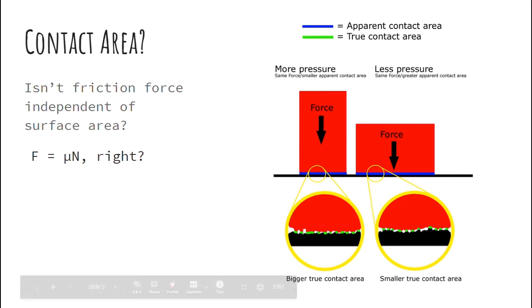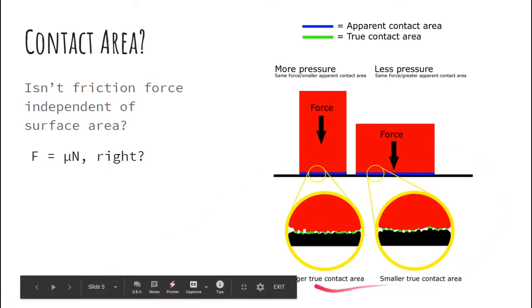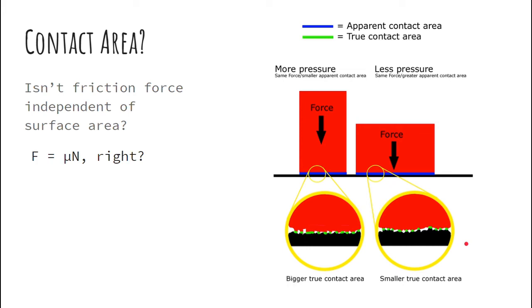The picture here demonstrates how the true contact area remains the same whether you position the brick on its short side or the long side. This theory of friction applies to two relatively flat, even, smooth surfaces that are parallel to each other.